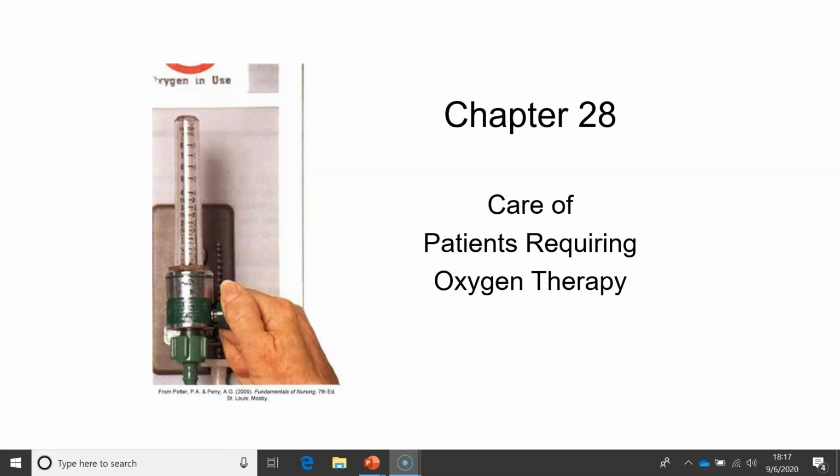Hello, everyone. This is part one of oxygen, care of the patient with oxygen and tracheostomy care. Chapter 28 is care of patients requiring oxygen therapy.